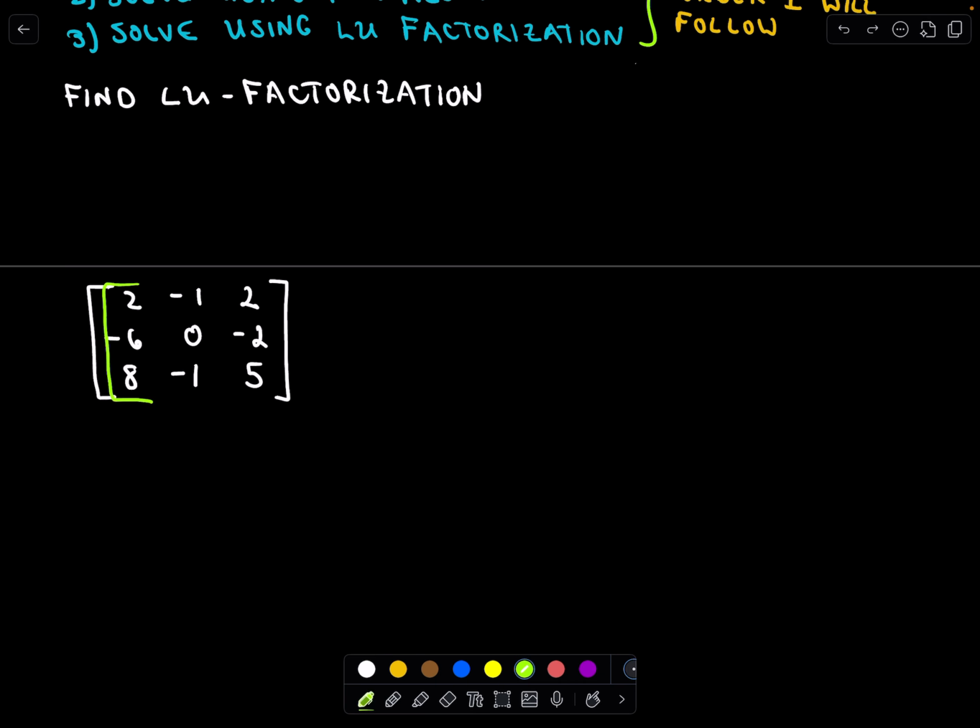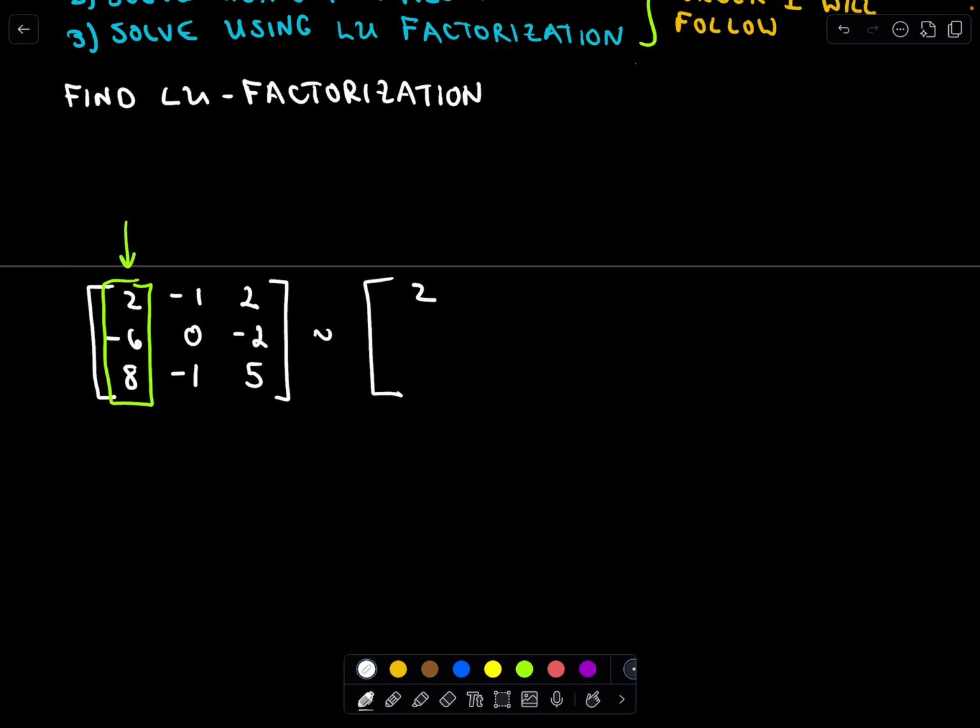So I'm looking at this first column, and what I want to do is get zeros beneath it, right? I want to get a 0 here, and I want to get a 0 here. So I'm going to do row operations that allow me to do that. And I'm going to keep this one boxed in because it's going to turn out to be important. Eventually, I'm going to use this when I form L. But so let's do our operations.